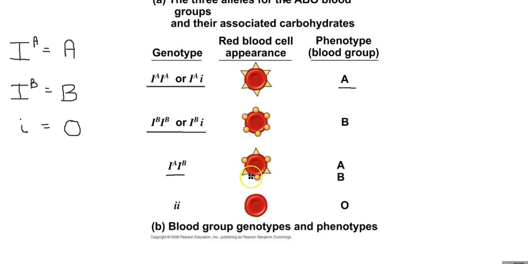But here when we get to our codominant phenotype, the only genotype that will give you AB blood is I^A I^B, and the only genotype that will give you O blood is the homozygous recessive lowercase i's.